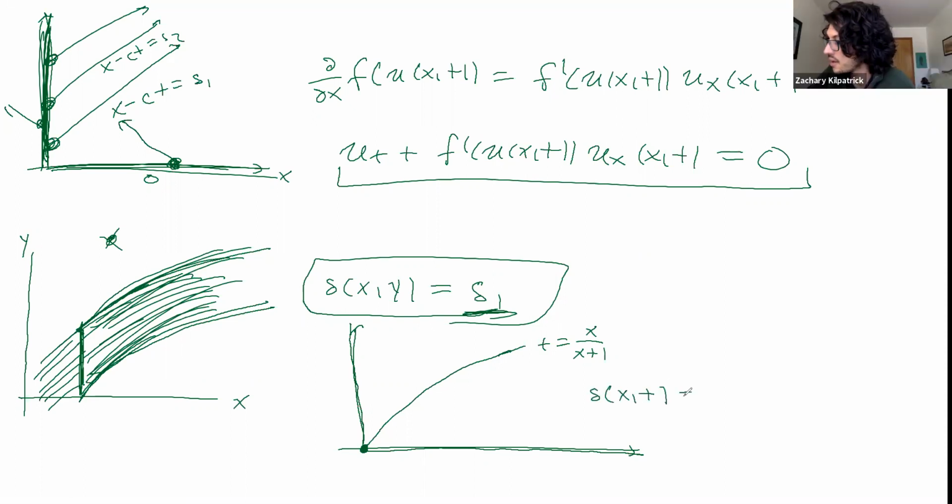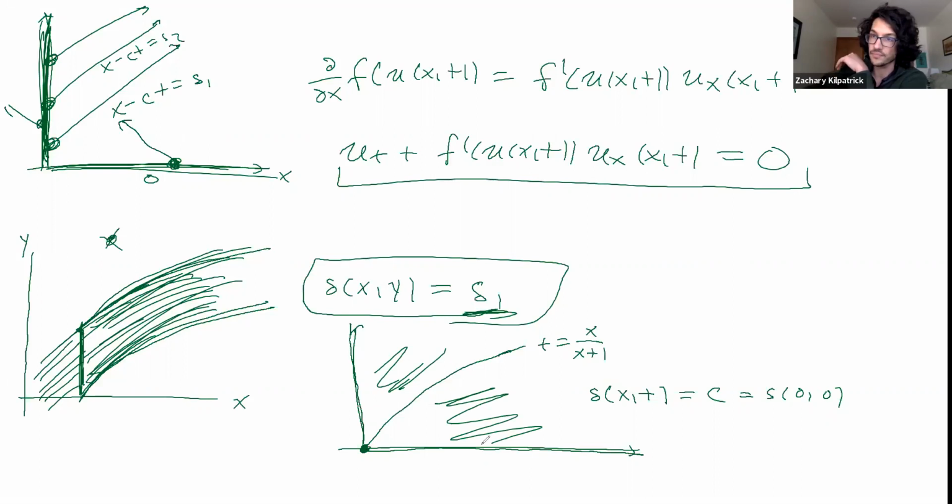And you want to choose the constant C such that it intersects the point 0, 0. So C in particular in this case would be S of 0, 0. And you should get that characteristic as the lower bound on this region and the upper bound on this region. Okay, thanks.